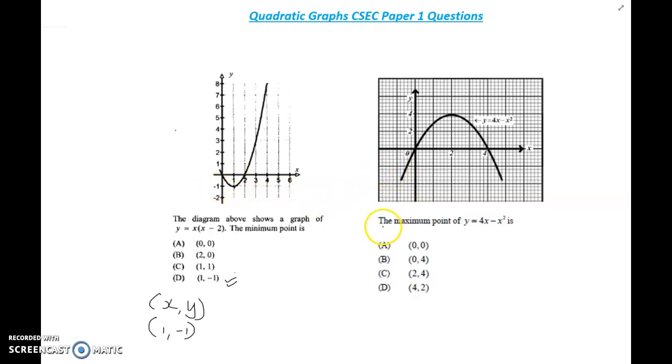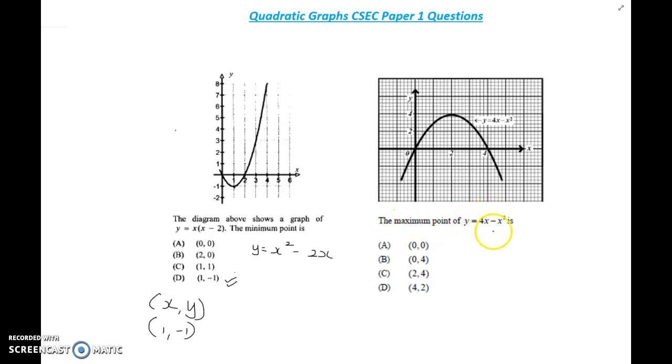Now, coming to this question here, we have a quadratic curve again. We want to know the maximum point of this quadratic curve, y equals 4x minus x squared. Now, something to note. When it's a minimum quadratic curve, the x squared is always positive. If I had to expand this one here, remember I said it was x squared minus 2x. You see the number before the x squared, which is a 1? We don't see the 1, but it's there. It's positive. That's always a minimum curve.